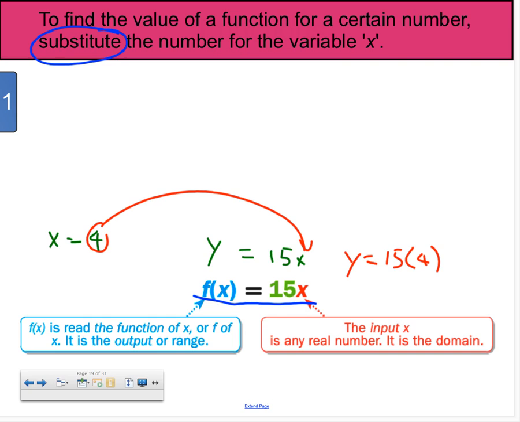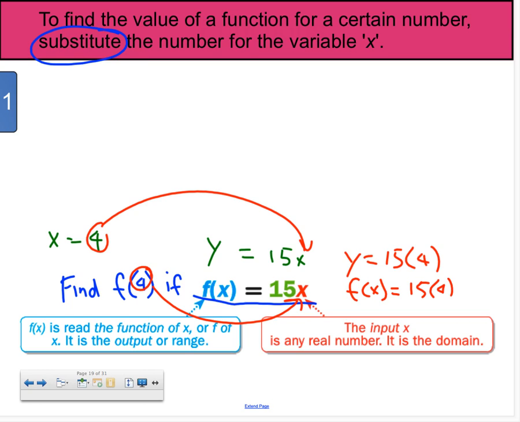They're going to say something like, find f of 4 if f of x equals 15x. Well, it means the same thing. They're saying in a different way, take the 4 and substitute it in for x. And then you end up with f of x equals 15 times 4. And so we would say that f of x equals 60. Okay? So for your problems today, you were simply taking a value and substituting it in for x.